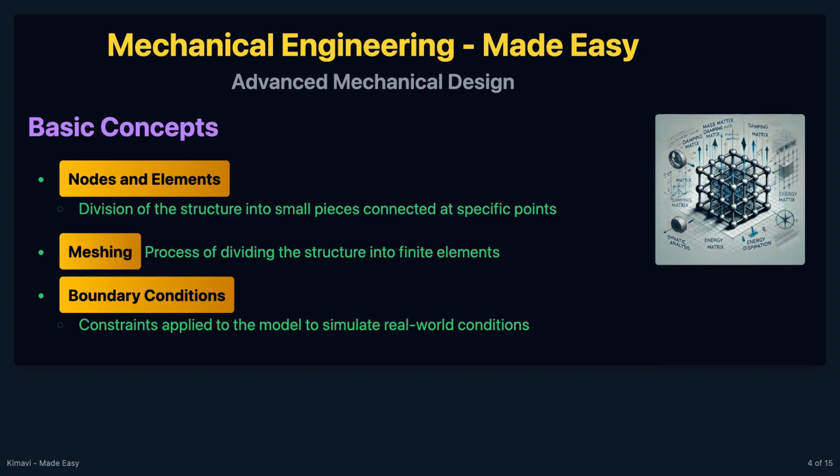Nodes and elements refer to the division of the structure into small pieces connected at specific points. Meshing is the process of dividing the structure into these elements. Boundary conditions are constraints applied to the model to simulate real-world conditions.